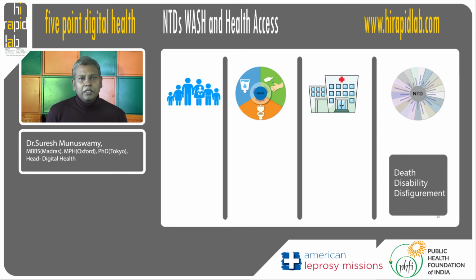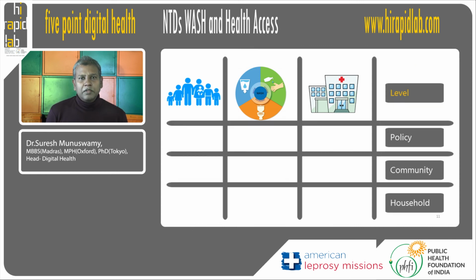1. Bring healthcare close to the point of need, which is the family, or specifically the household of the family, which is improving access to healthcare. 2. Ensure good WASH facilities. And 3. Educate the family to understand and follow good WASH habits and if necessary, reach out for healthcare facilities. To these possibilities, let us add 3 levels of interventions. 1. Policy level, 2. Community level, and 3. Household level. So now we have a NTD WASH health access management matrix.